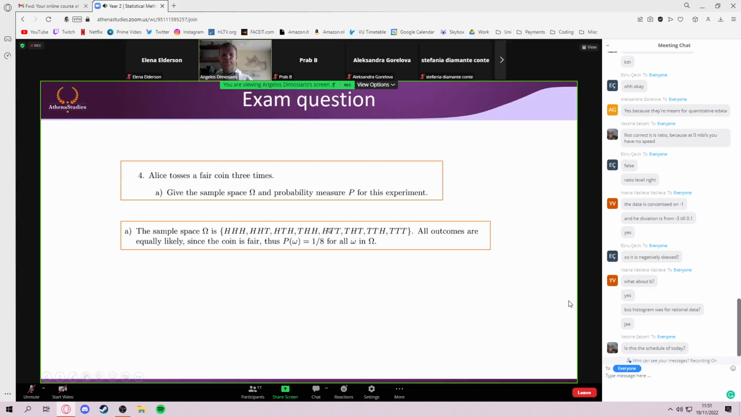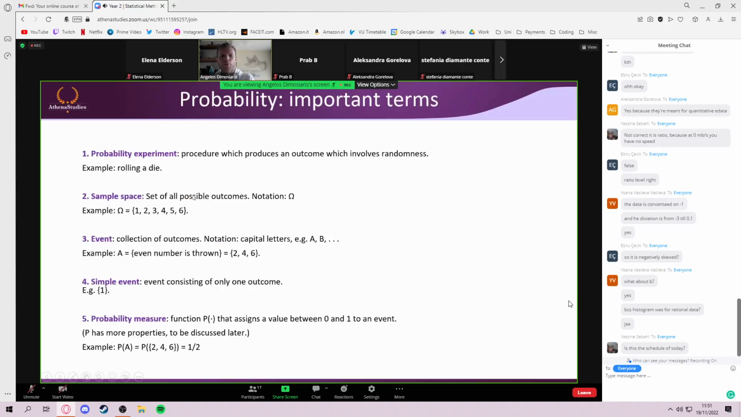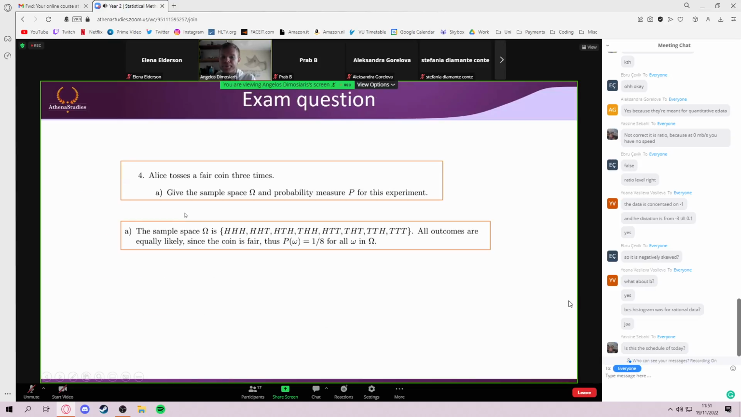All right, let's have an example. Let's say that Alice tosses a fair coin 3 times. We have to calculate the sample space and the probability measure P for this experiment. What's the sample space again, omega? It's the set of all possible outcomes, so omega equals all possible outcomes in these brackets.